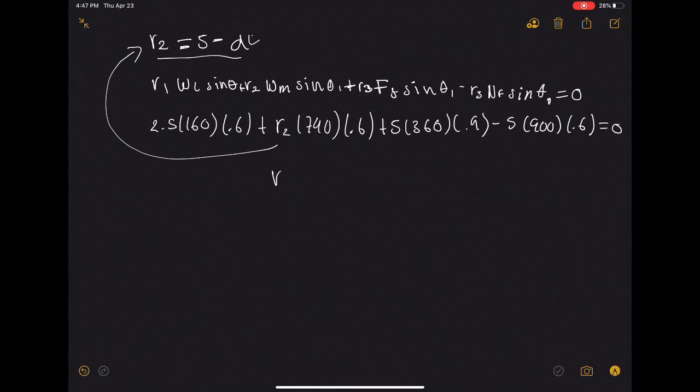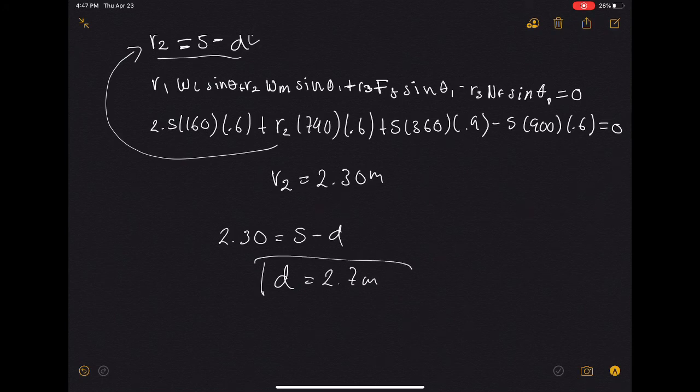After using the formula, R2 comes out to 2.30 meters. Now we plug it into that formula right there: 2.30 equals 5 minus D. So the distance that the guy can climb is 2.7 meters before he slips. And that's it.